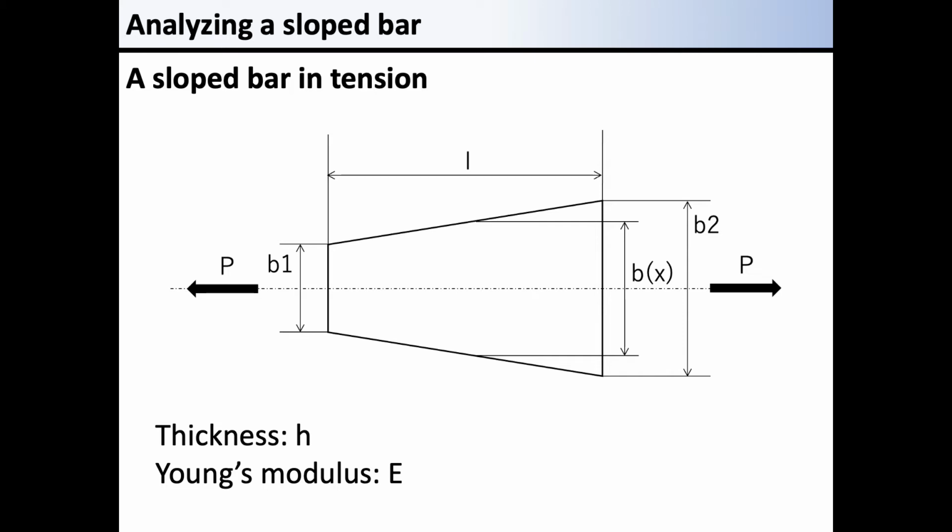The width is given as Bx. Once we have the width, we can calculate the cross-section area as the product of the thickness and the width. Then, the stress is the load P divided by the cross-section area.